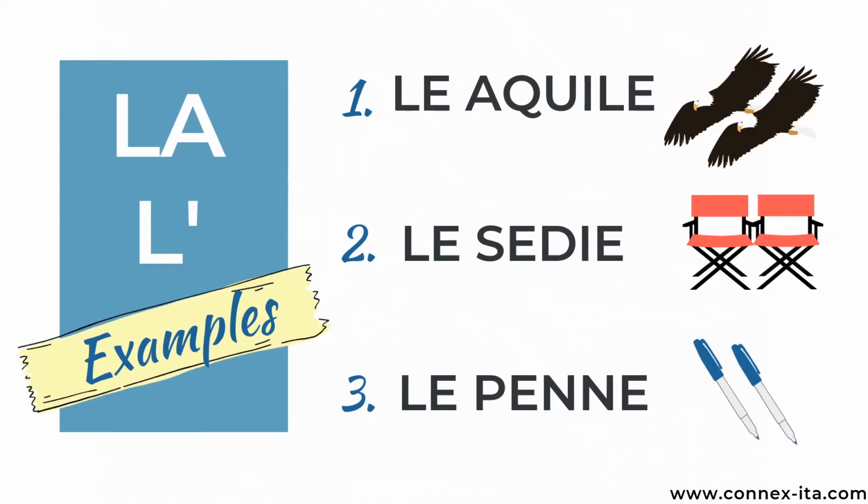So these are the same words we've seen before, but in the plural. You see that they all get the article le. Le aquile, le sedie, le penne.